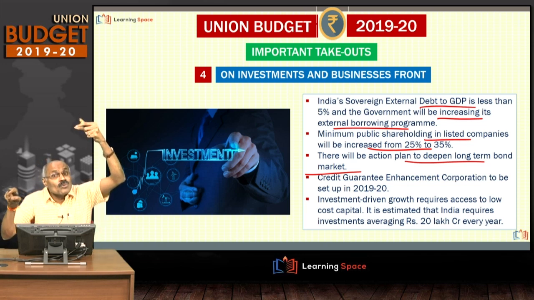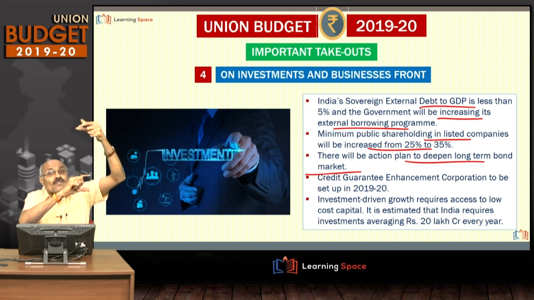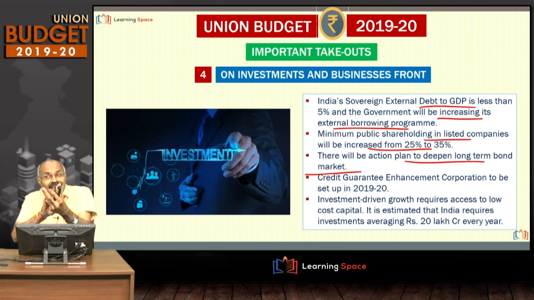When you are funding infrastructure, it gives returns in the long run, 20 years, 30 years, but bank deposits are for shorter duration. It leads to asset liability mismatch. Friends, to fund the infrastructure needs, there is a need for a long-term bond market. That means the infrastructure companies will issue bonds and mobilize money from the market. So deepening of the long-term bond market is the need of the hour.